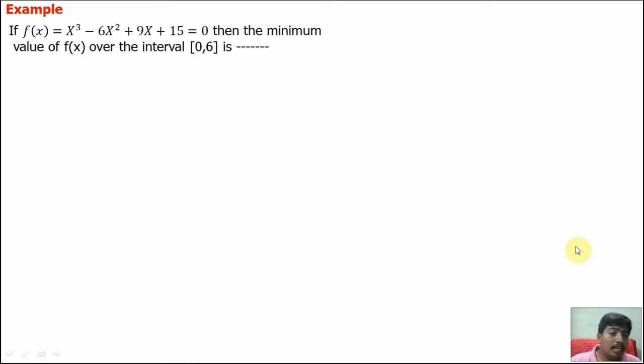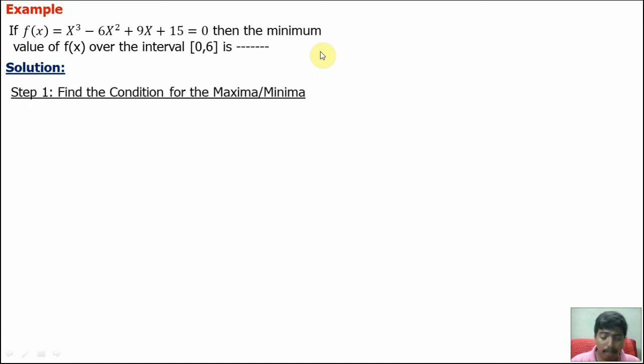Here f of x is given. We have to find the minimum value of the function, not the condition for the minimum. We have to find the minimum value. Two types of problems we may expect in this concept. The first type is what is the condition for minima or maxima. The second type is what is the value for maxima or minima. Okay.